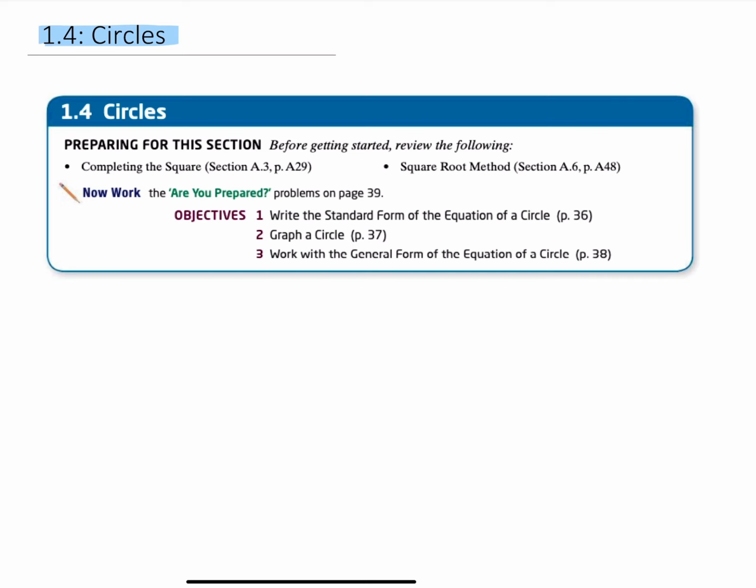All right, so this was a short section. We were looking at section 1.4 on circles. So we wrote the standard form of the equation of a circle. We graphed circles, and then we worked with the general form and converted it back to the standard form.